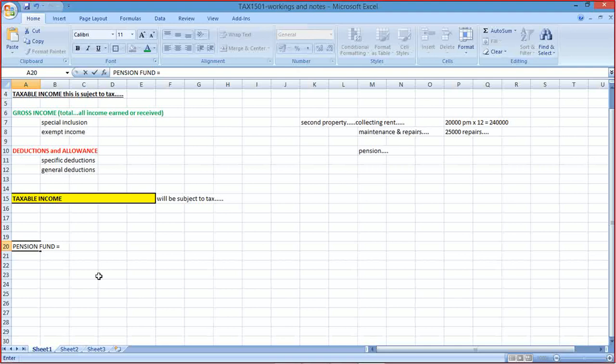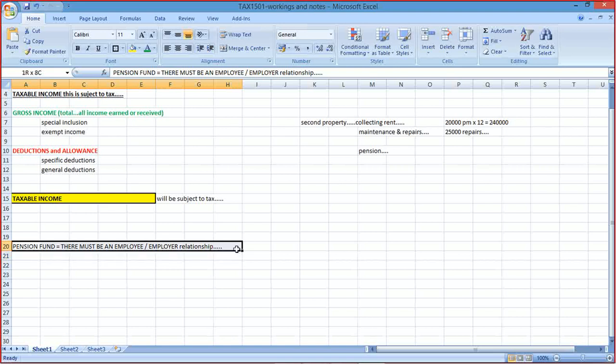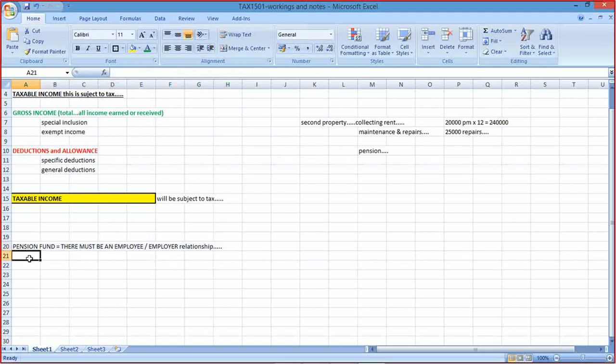A pension fund, isn't that when you retire? I'm not sure. So for a pension fund, there must be an employee-employer relationship. If you're employed by a company, there can be a pension fund that will exist as a deduction against your income, but there must be an employee-employer relationship.